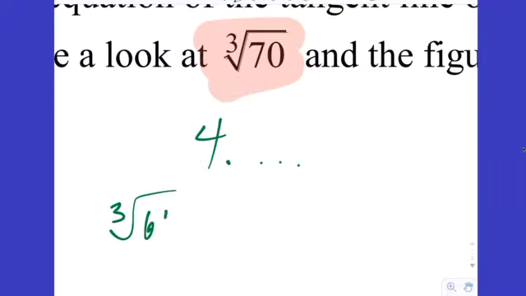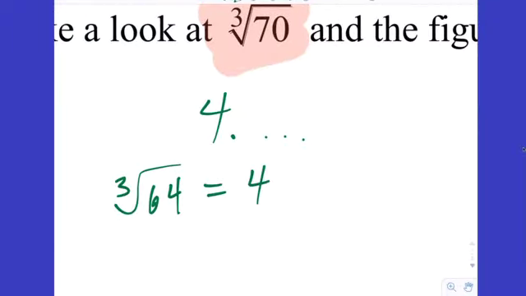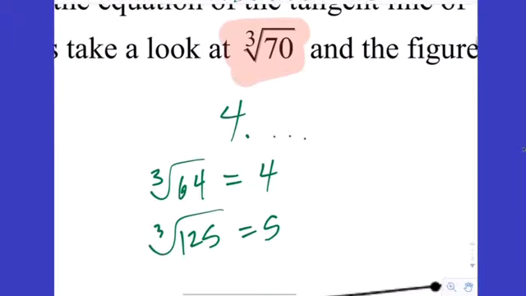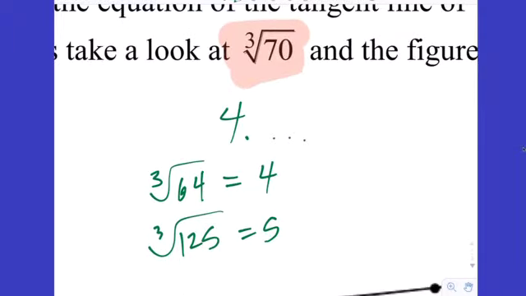Yeah, the cube root of 64 is 4, and the cube root of 125 is 5. In other words, 4 cubed is 64, 5 cubed is 125. Since 70 falls between 64 and 125, it's got to be 4 point something. And because 70 is actually closer to 64 than 125, it's probably closer to 4 than it is to 5, right? It's probably not 4.9. It's probably like 4.1 something. But wouldn't it be cool if, without doing very much work at all, we can get not only 4, but maybe 4.2 decimal places, maybe even 3. That'd be nice if we didn't have a calculator.